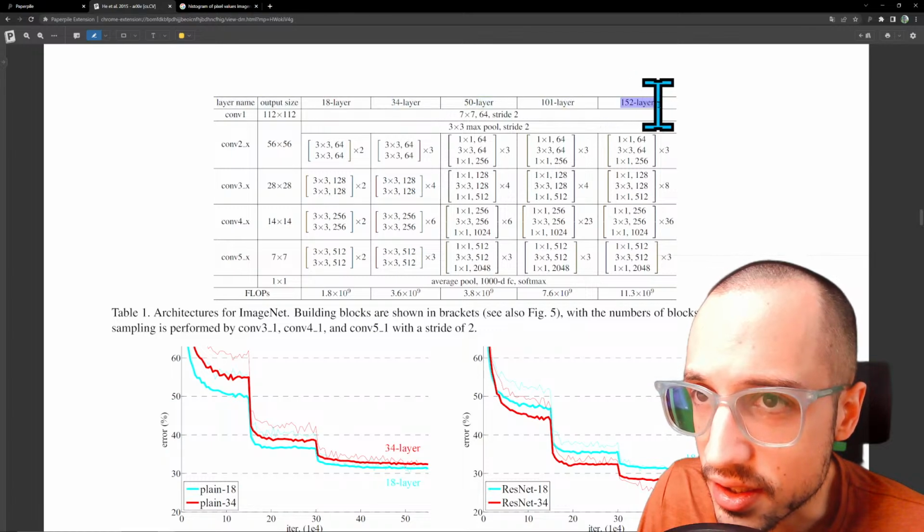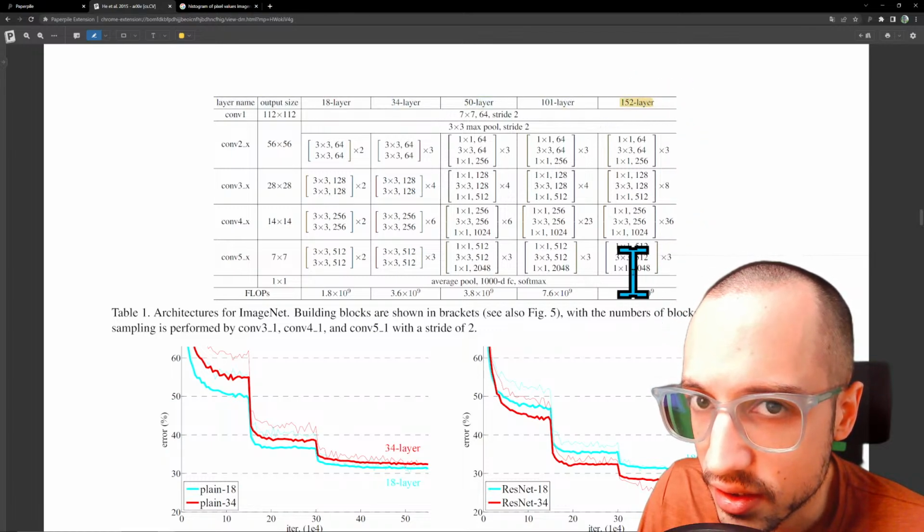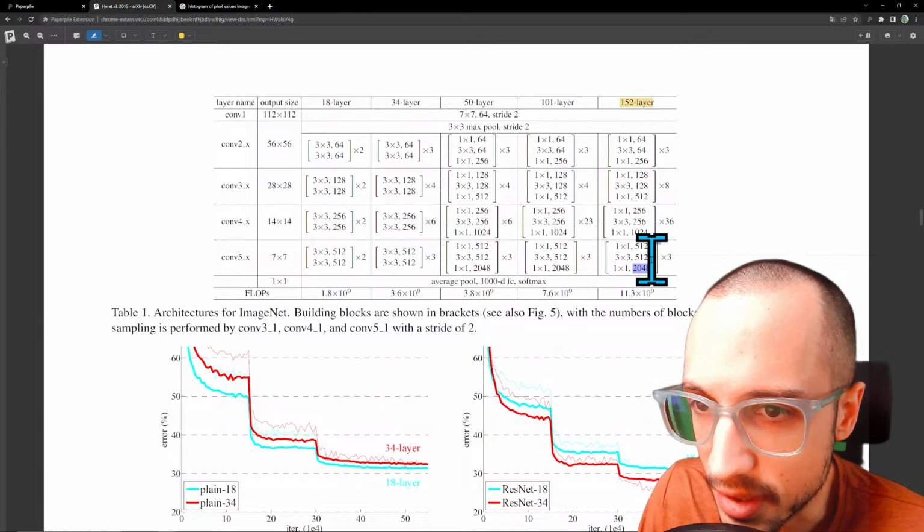152 layer, this is the deepest one they train, I think. Yeah, 2048 dimensional 1x1 feature map by the end of this.